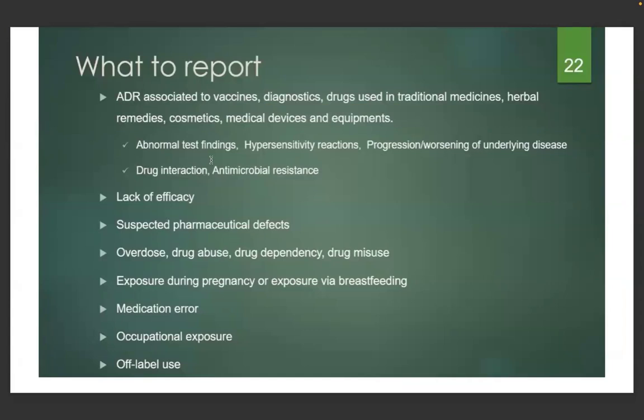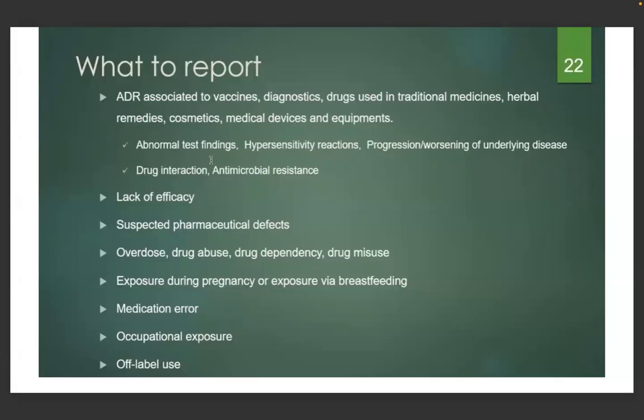That is, adverse drug reactions that are associated with vaccines, diagnostics, and drugs used in traditional medicines, herbal remedies, cosmetics, medical devices, and equipment. Also abnormal test findings, hypersensitivity reactions, progressions or worsening of underlying diseases, drug interactions, and antimicrobial resistance. All these details need to be documented.